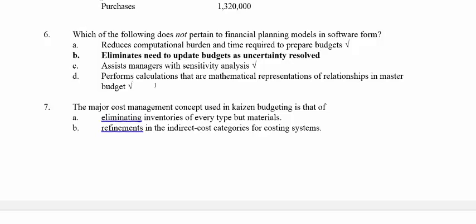D performs calculations that are mathematical representations of relationships in the master budget. Absolutely. We can program these cells with formulas. We can make the information flow all the way through all of the steps that we have seen illustrated in this chapter easily if we are using one of these financial planning models. So therefore, B is our answer. Eliminates need to update budgets as uncertainties are resolved. No, we definitely need to continue to go in and update our information as things change.